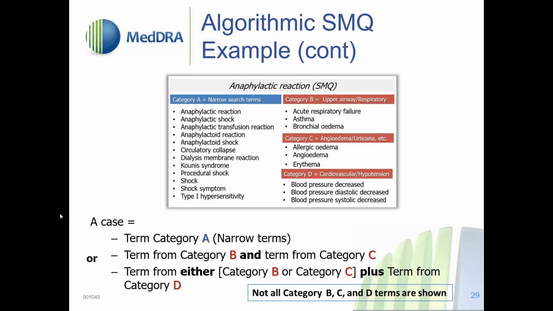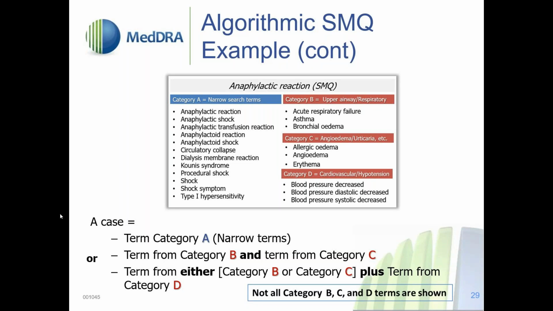Same as in category C, erythema. Erythema is a very broad term, happening very often. It could be anything. The combination of certain of these reactions makes it more likely that you're looking at a case of anaphylactic reaction.